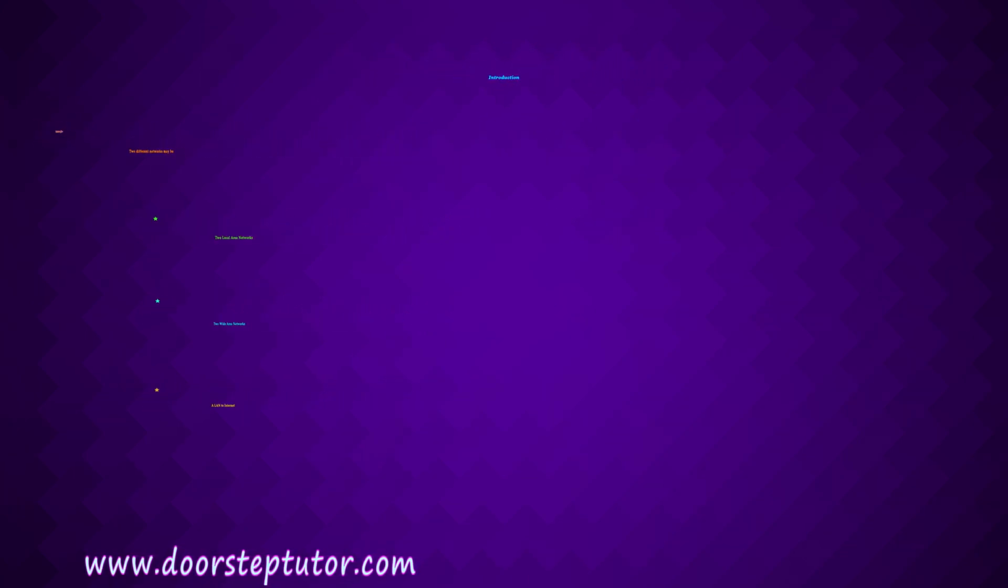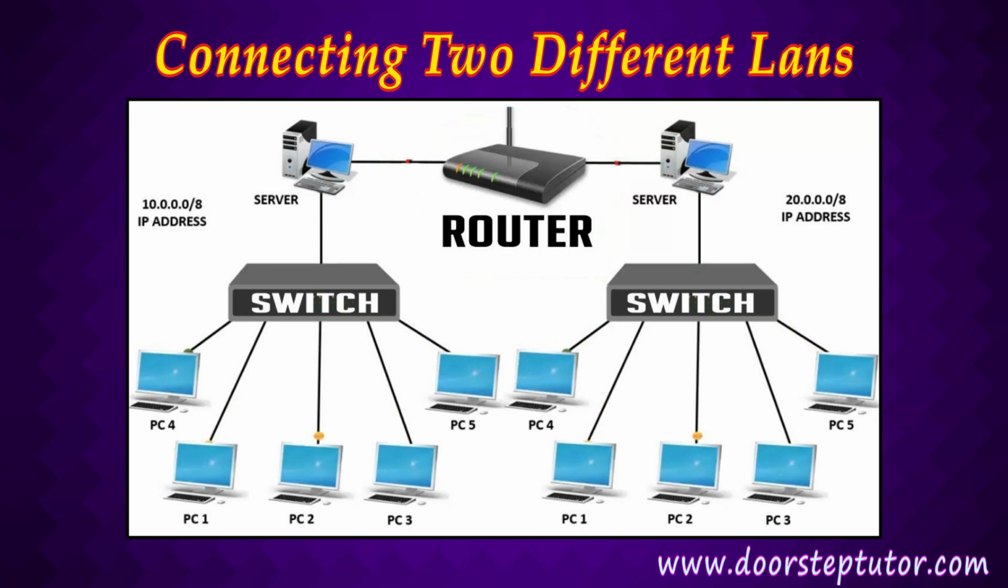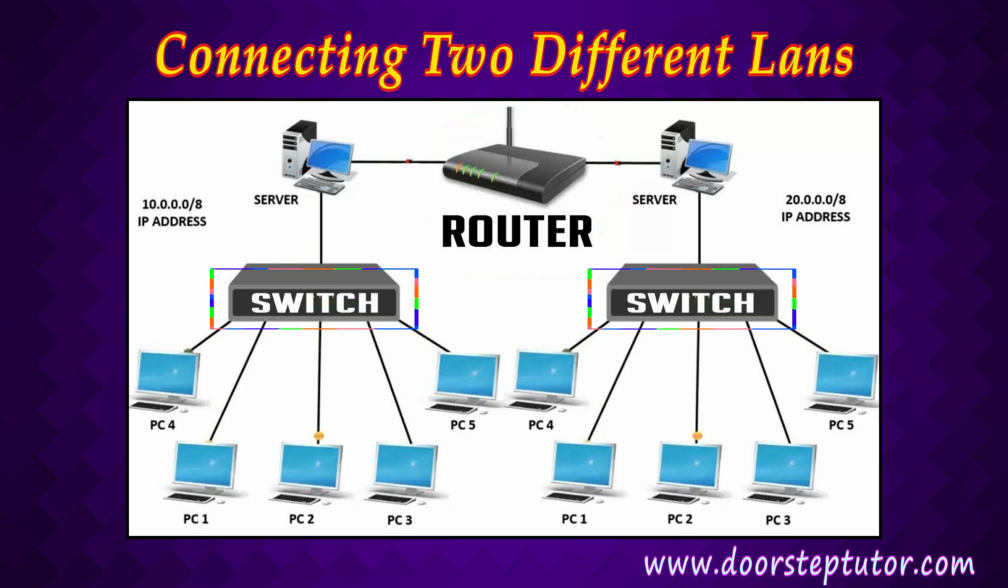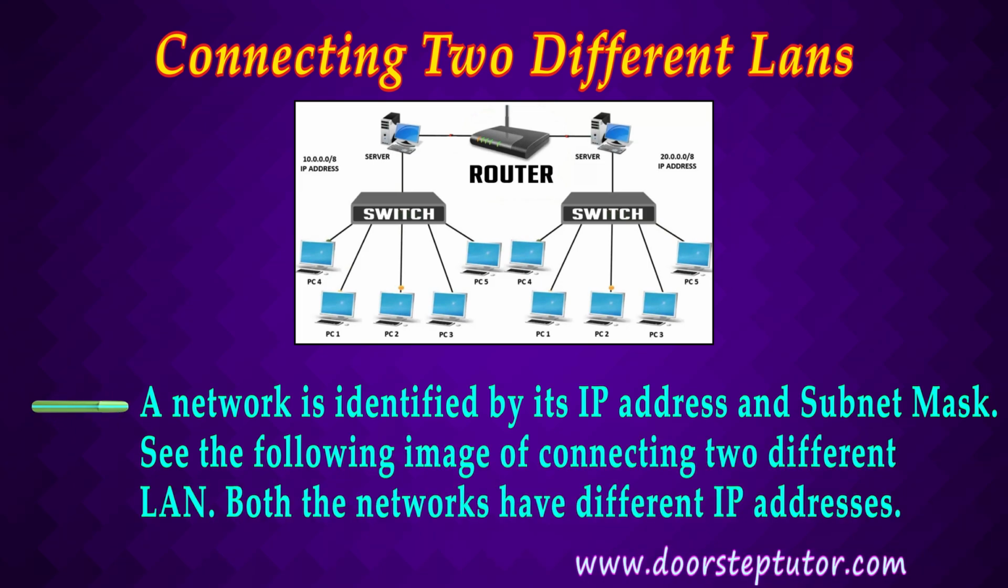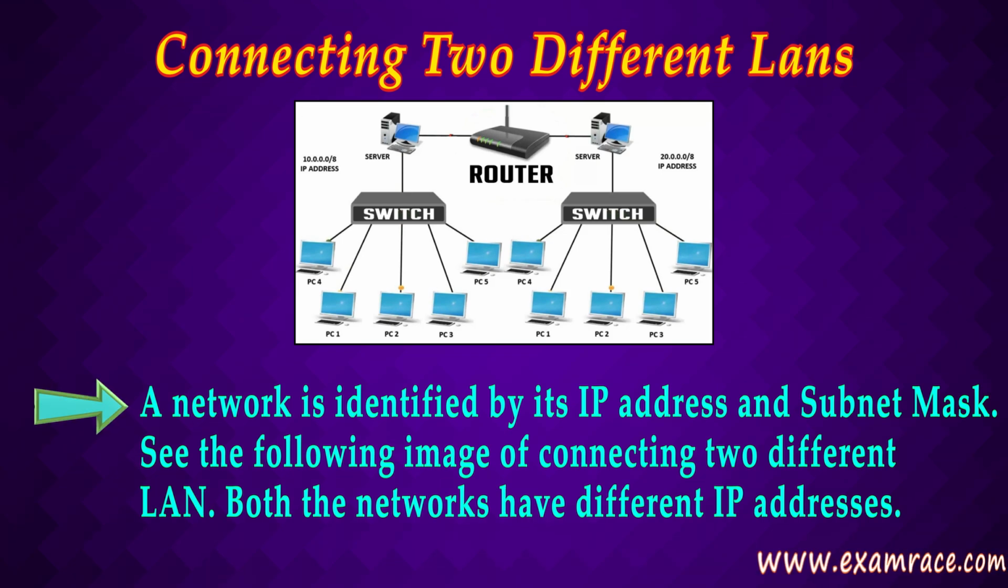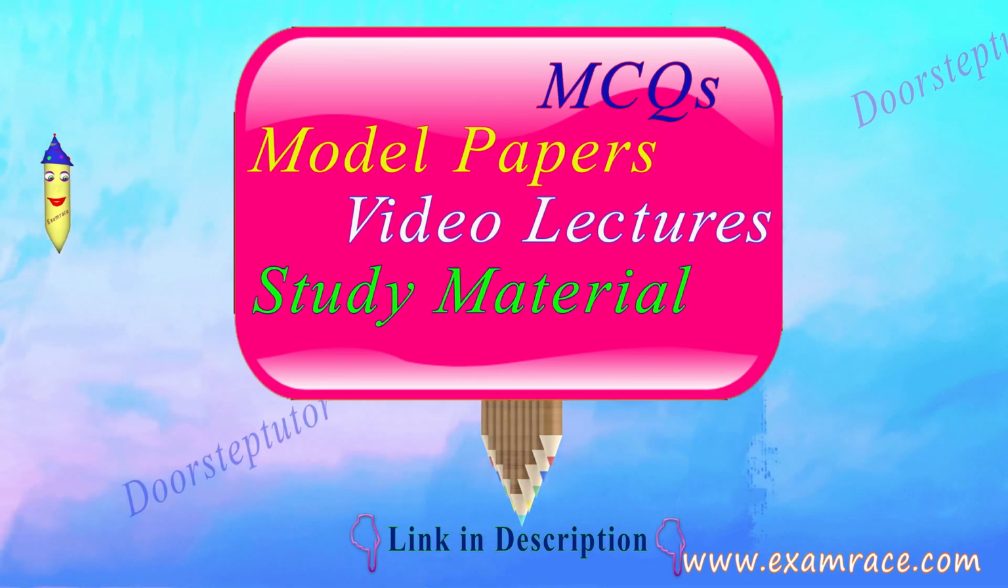So let's move to the next slide, connecting two different LANs. So how to connect two different LANs? If we have network 1 and network 2, and we have switches. Switches are connecting various nodes like computer systems in the local area network. The most important point to be noticed is that a network is always identified by the IP address and the subnet mask. IP address means that every node, every system, will have a unique IP address, that is the internet protocol address. Then subnet mask also.